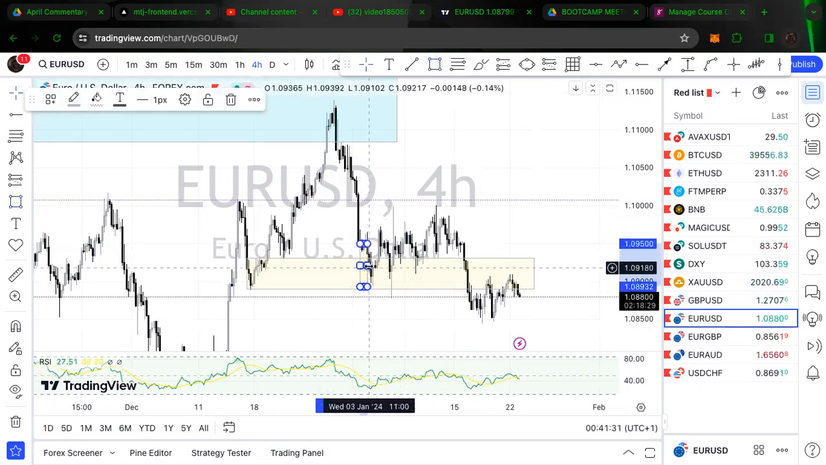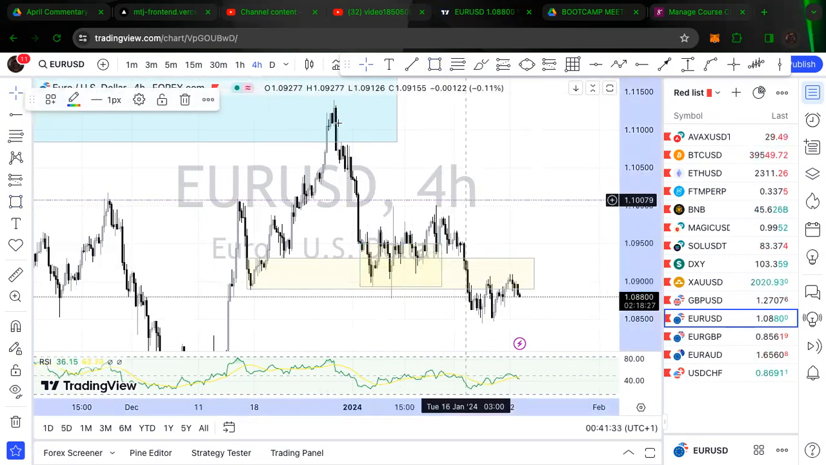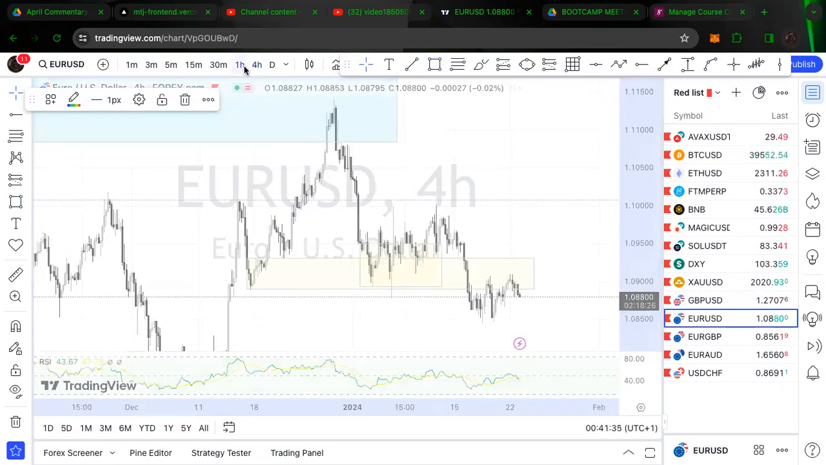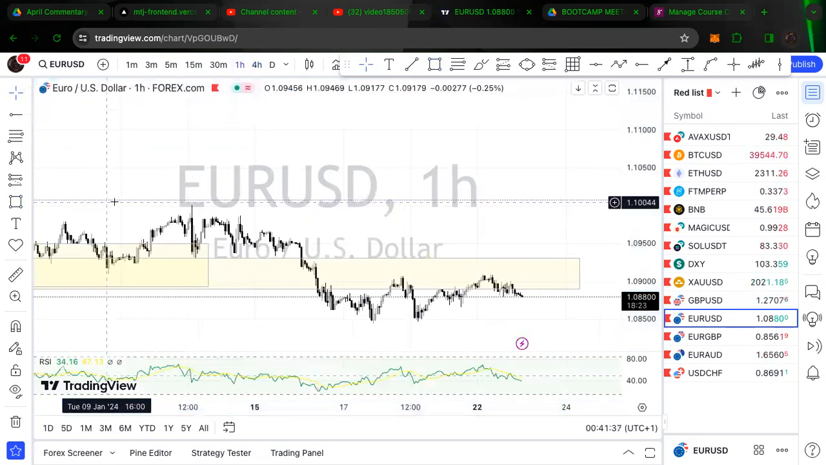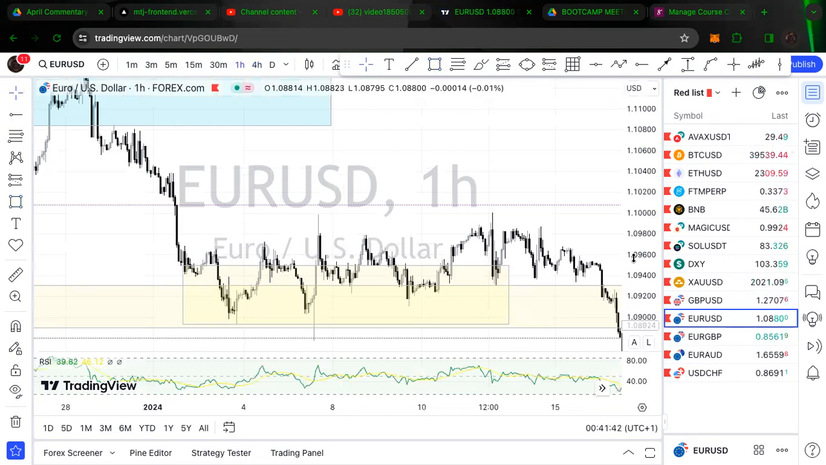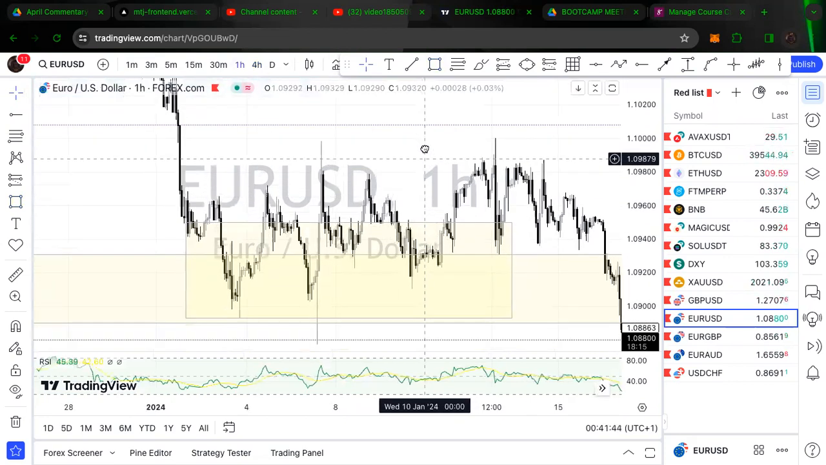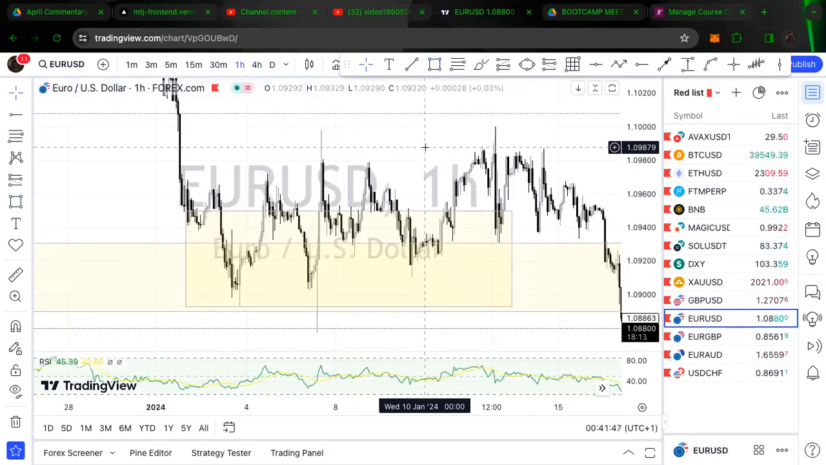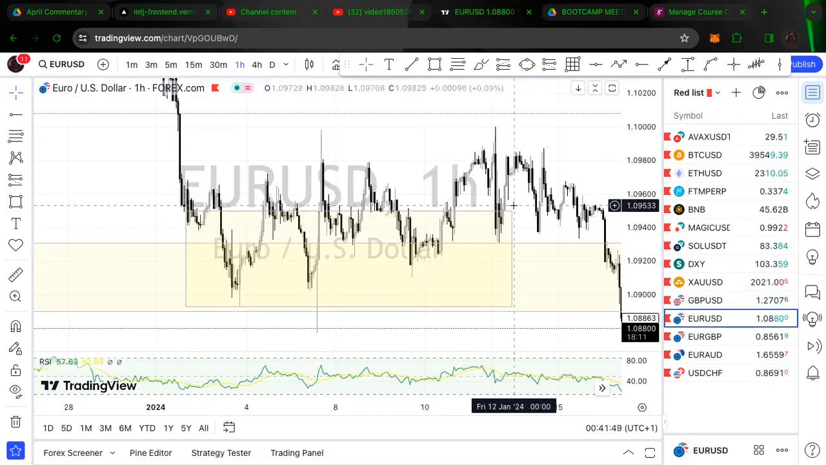This is the entry model I'm trying to explain to you guys, right? So let's go to the 1 hour time frame. Let us confirm when price tapped into that area, this was when price first tapped to the area. Remember, we are looking for a sweep and a break, right? Hope you don't forget. We're looking for a sweep and a break. So let me remove this one now.